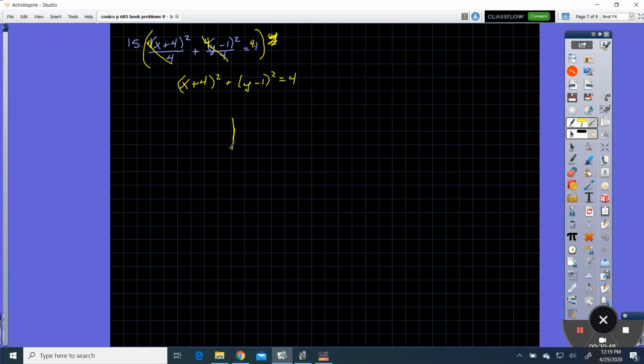So now I come here. If only my lines looked like lines. So I go left 4, up 1. That's the center of my circle. The square root of 4 is 2. So my radius is 2. So I come 2, 2, 2, and 2.